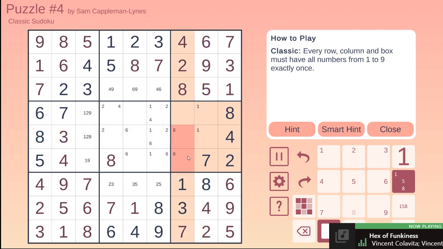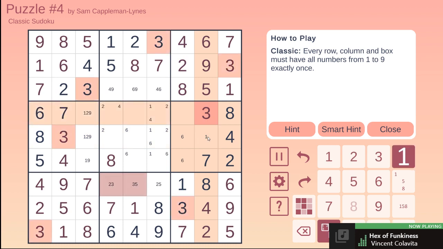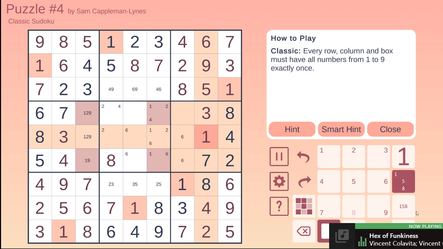6 has to be in one of these spots. Let's change our pencil marks on this. We know the 1's in one of those two. We know 6 is in one of these two. There's the 2. Where's the 3? 3 has to be in one of these spots. 3 has to be here. That makes this a 1. Okay, great. What do these have to be?